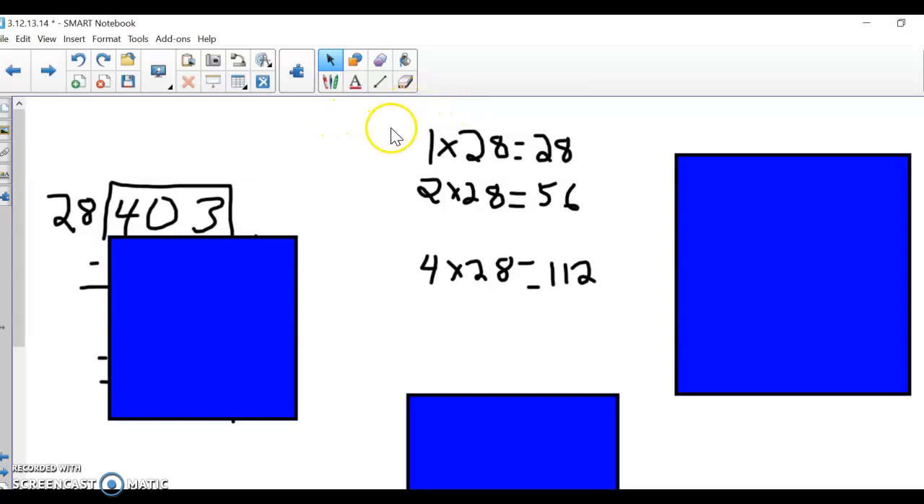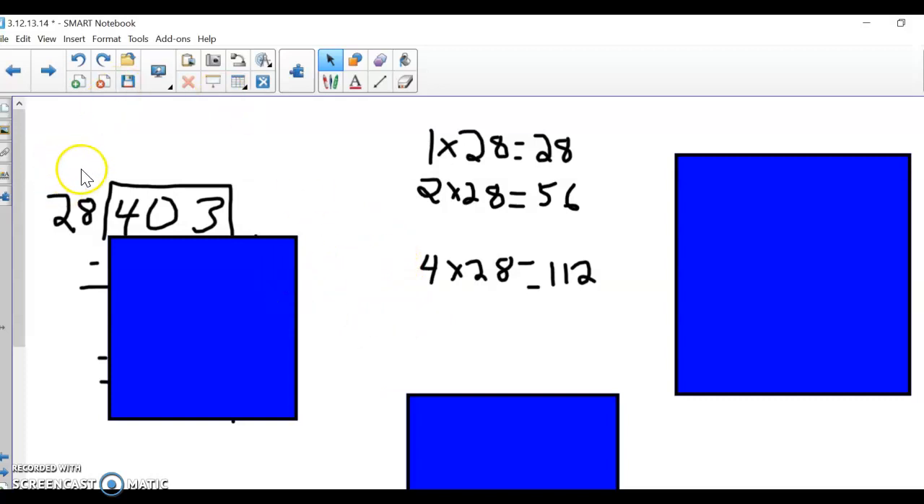But I like to start out with this, and I know one group of 28 is 28. If I double that, two groups of 28 is 56. And then if I double that, I know what four groups of 28 is. It's 112. And that just gives me an idea of the larger groups that I can work with. Now I can still use 3 groups, 5 groups, however many, but this gives me a starting point.